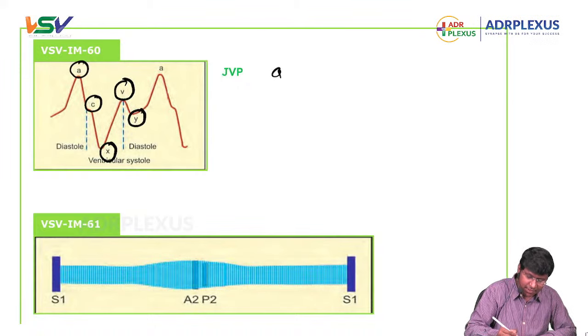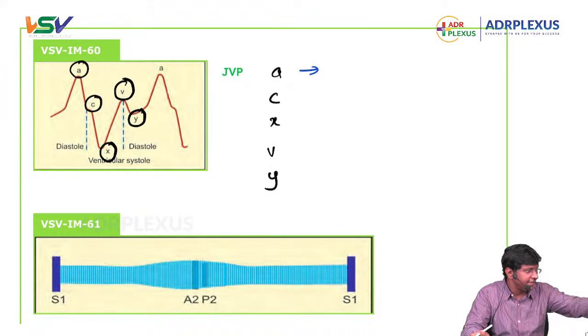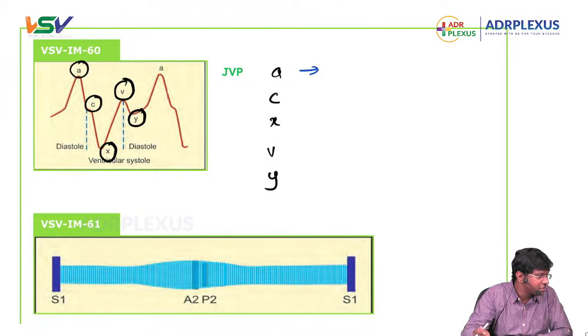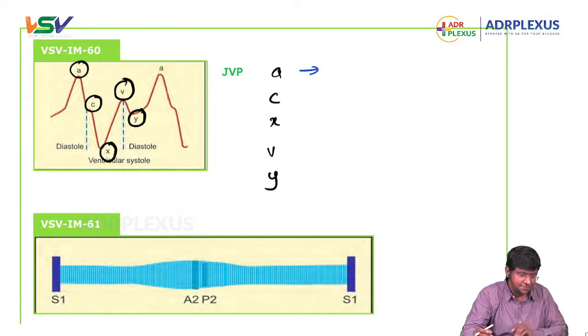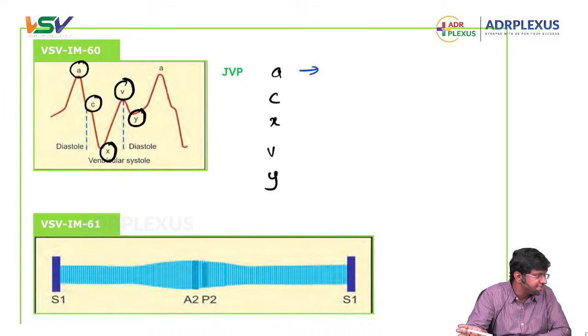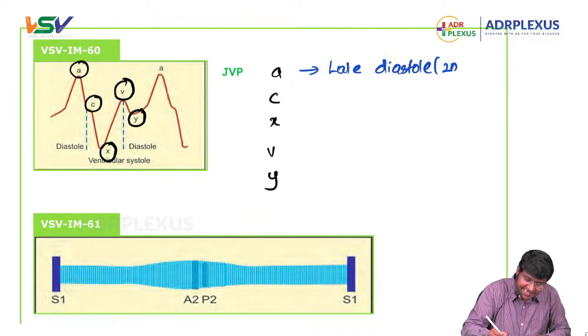But now you tell me, A wave corresponds to which phase of the cardiac cycle? Because they will ask you the correlation between the JVP waves and the cardiac cycle, that you should be able to tell. A wave corresponds to which phase of the cardiac cycle? Right, that is late diastole, which is nothing but atrial systole. Late diastole, okay, which is nothing but second rapid filling.